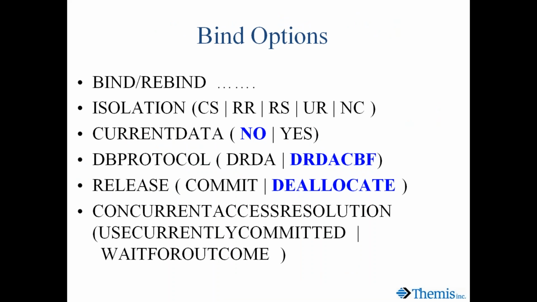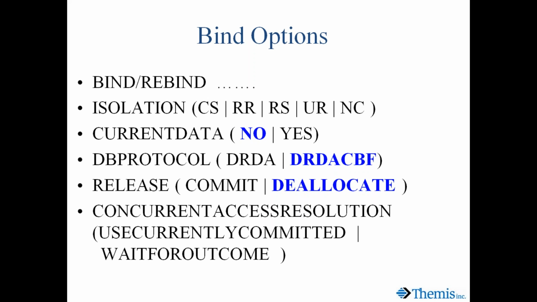Okay, now make sure your bind options are correct. Use the least restrictive isolation, cursor stability, UR, dirty reads if possible, current data no. If your client is a DB2 for z/OS to DB2 for z/OS server, then make sure you choose the protocol for block shipping between them. Use release deallocate, okay?